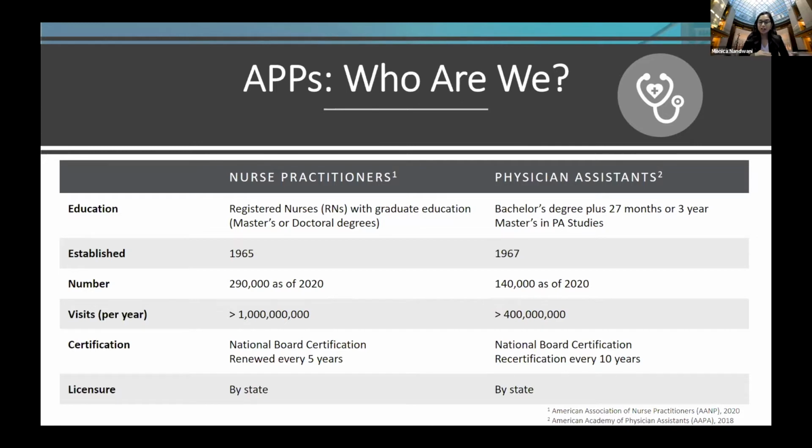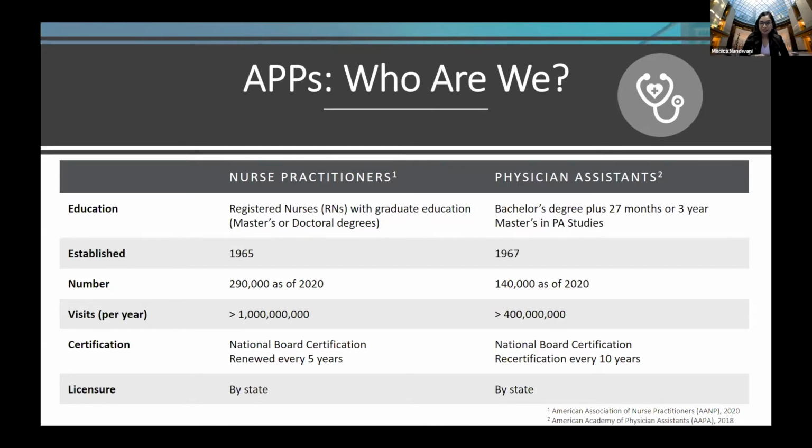And a lot of programs now are actually moving towards nurse practitioners having a doctorate as entry into practice. The nurse practitioner profession was established in 1965, and as of 2020, there's actually about 290,000 advanced practice providers within the U.S., equating to over 1 billion with a B patient visits per year. So very robust presence of nurse practitioners. As far as practice, we do need to pass a national board certification exam, and we need to renew every 5 years through continuing education credits, and our licensure is by state.